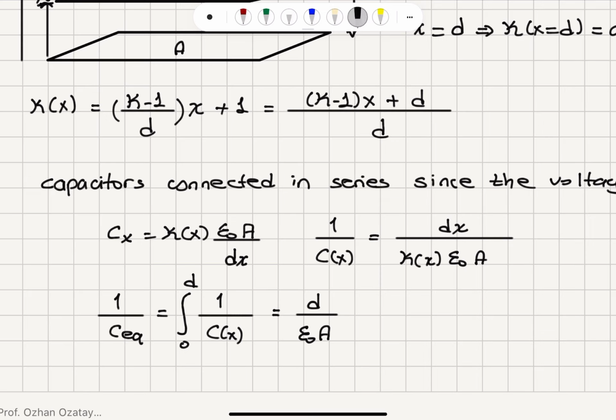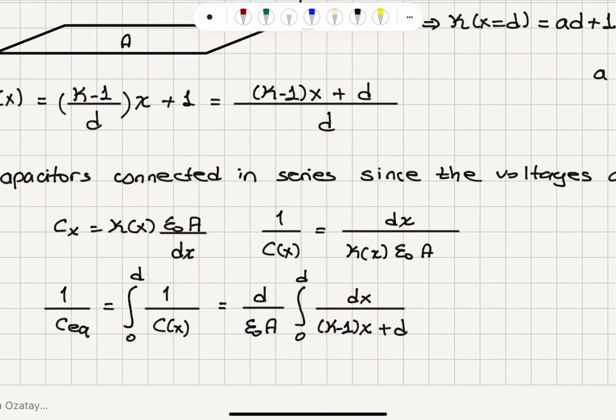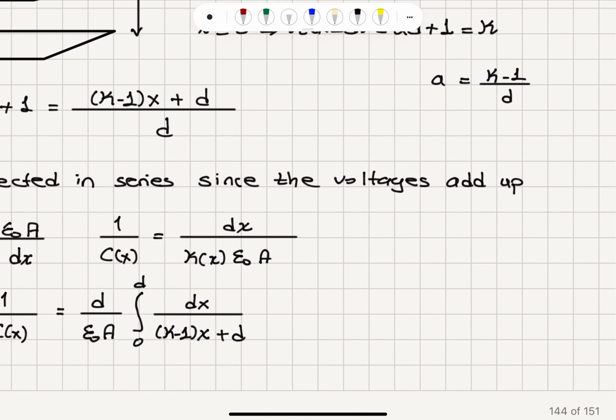So this will become d over epsilon 0 A, integral from 0 to d, of dx divided by kappa minus 1 times x plus d. So this part, d over kappa minus 1 times x plus d, is just 1 over kappa. It's the reciprocal of the dielectric constant.